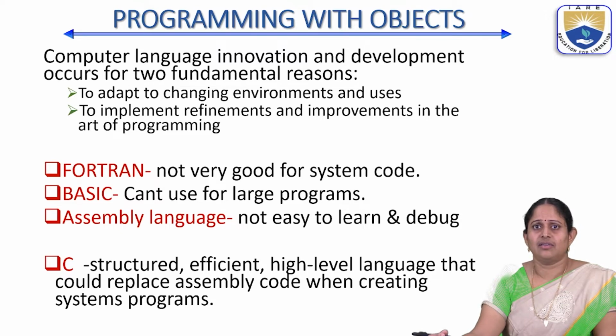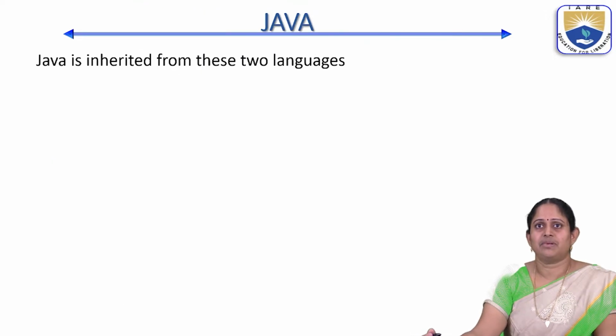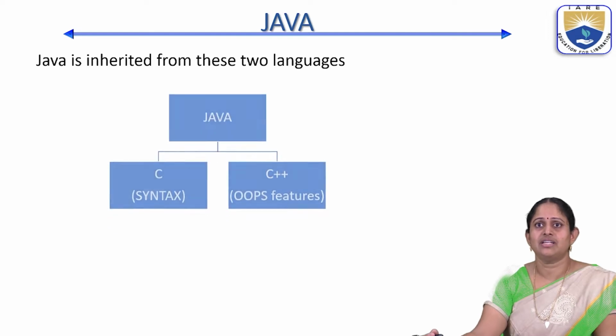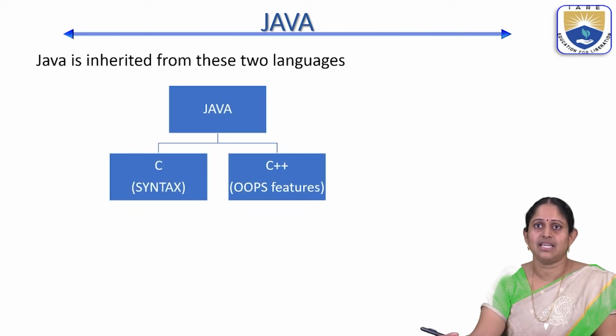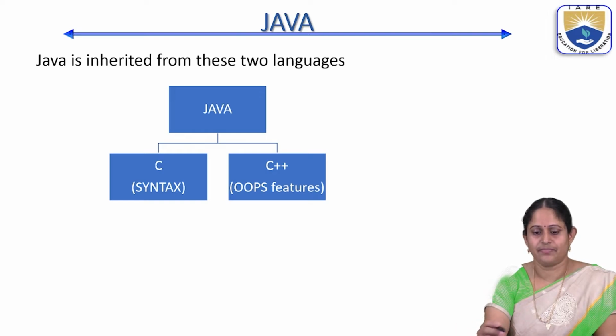And after C came C++ and Java. Java is mainly inherited from C and C++. The syntax of Java mainly follows C programming, and the concepts of OOP features were taken from C++.